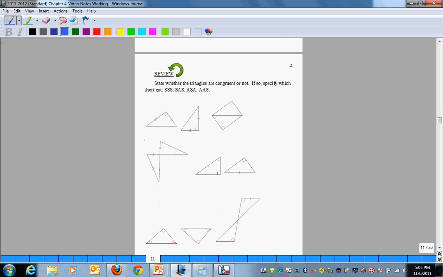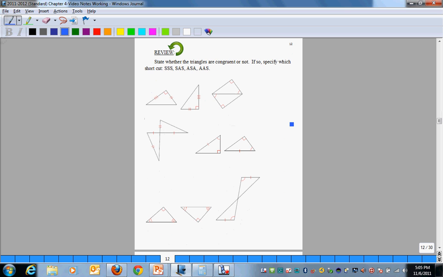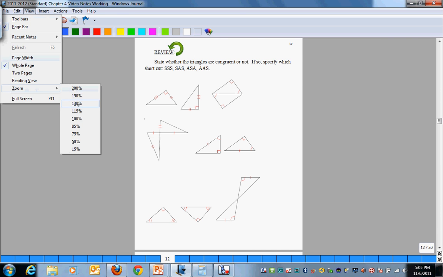Let's start with a review question. This is from the previous chapter. State whether or not the triangles are congruent. If so, specify the shortcut: side, side, side; side, angle, side; angle, side, angle; or angle, angle, side. Let's take a closer look here.